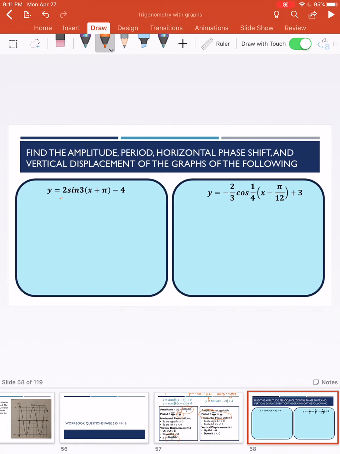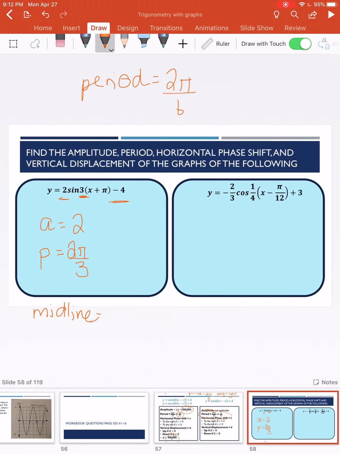So we know the A value is our amplitude. We know this is the B value, which we use to help us find the period. It's not the period. The period is 2 pi over B. So then that means if my B value is 3, my period would be 2 pi over 3. Okay. My midline, in this case, is just that -4. It's always your constant. So it's -4.